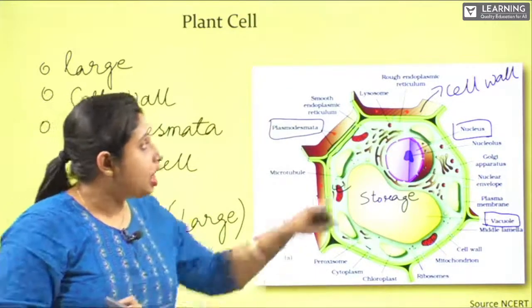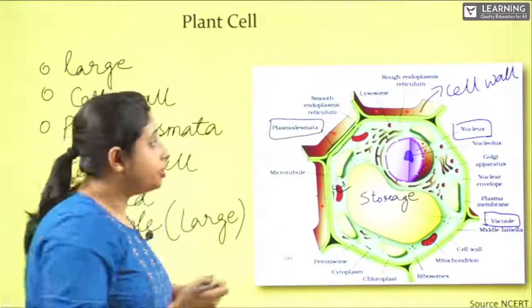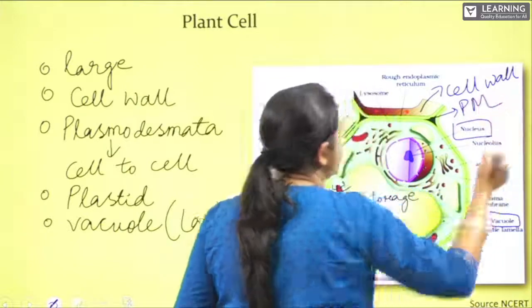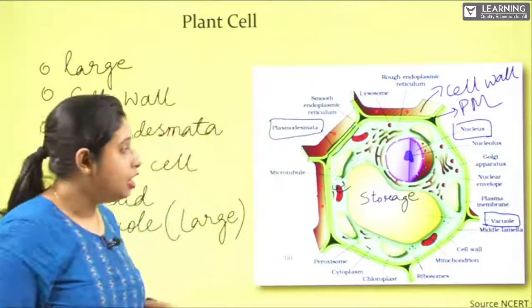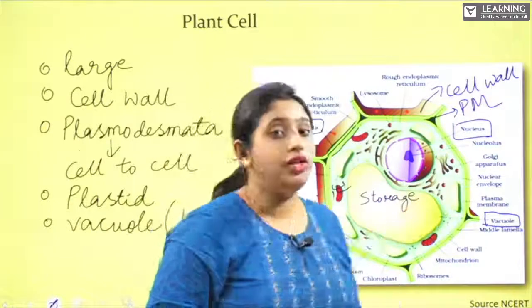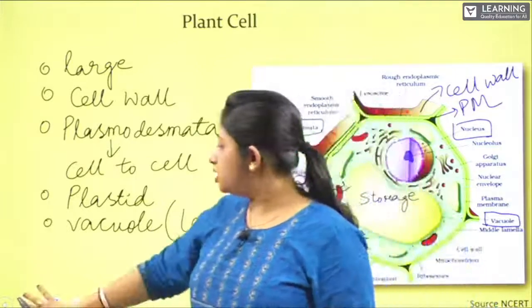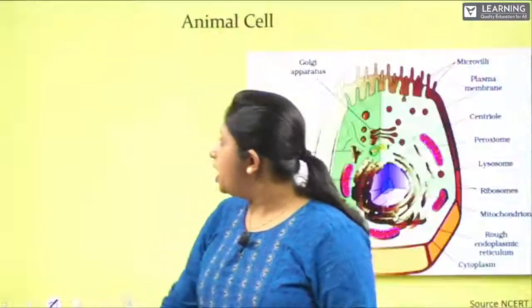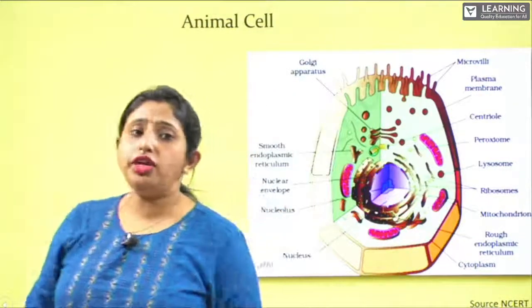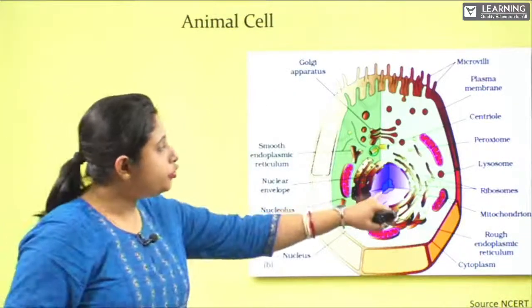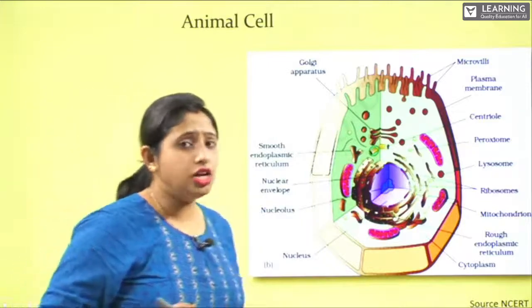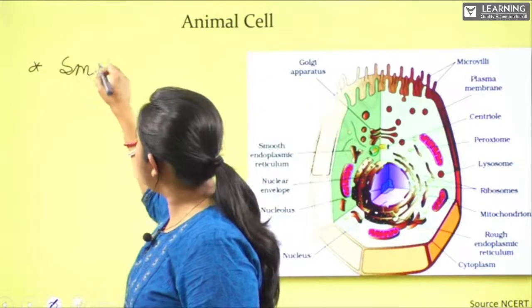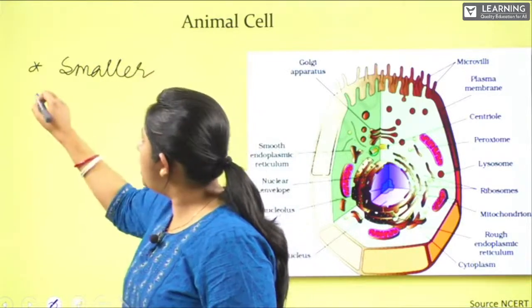After the cell wall, the next layer will be the plasma membrane or the cell membrane. The plant cell is generally larger. Now let's talk about the animal cell. What do you find in the animal cell? Is it larger or smaller? Yes, it is smaller compared to the plant cell.